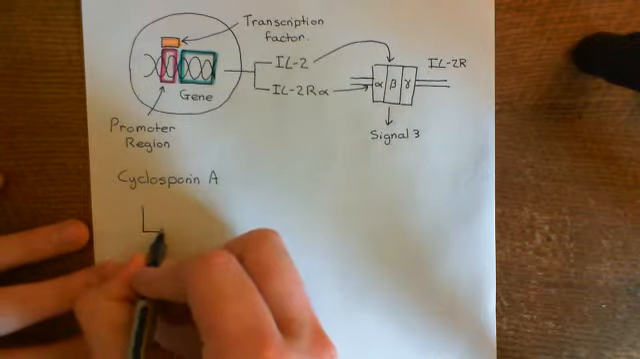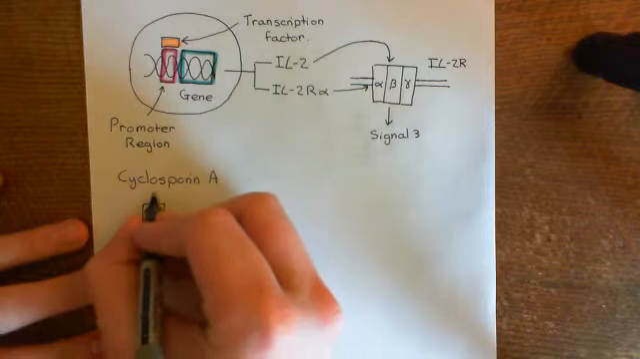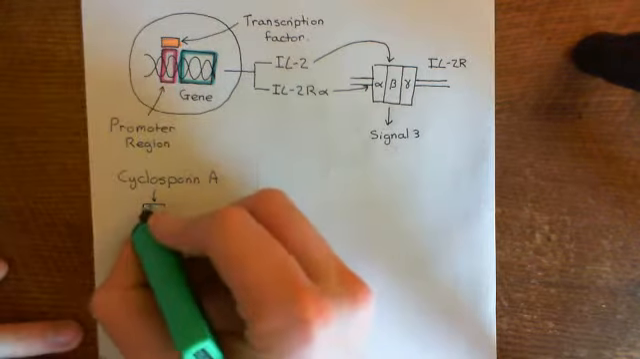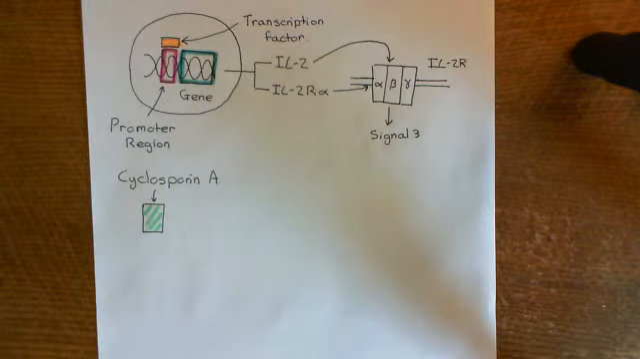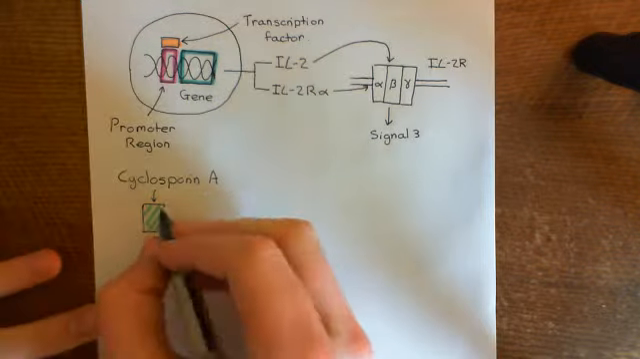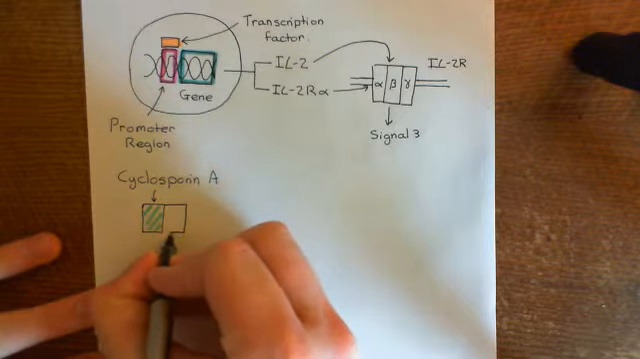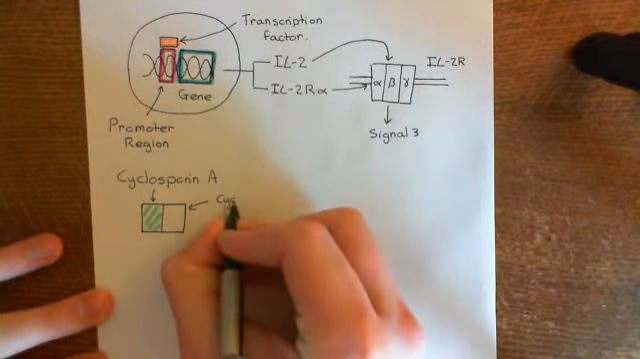Basically, cyclosporin is going to come in. So let's say this is our cyclosporin drug, and I'll colour it in green here. It's going to come into the cells. You'll take it and it will go into these naive CD4 positive and naive CD8 positive T cells. And in the cytoplasm of these cells, it will bind to a protein known as cyclophilin.